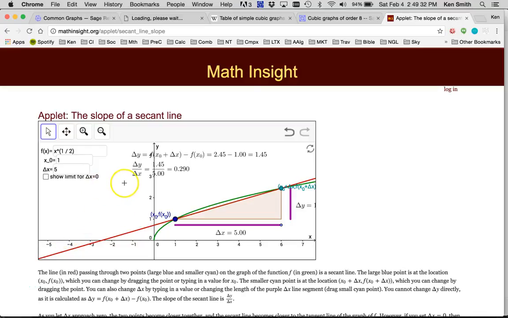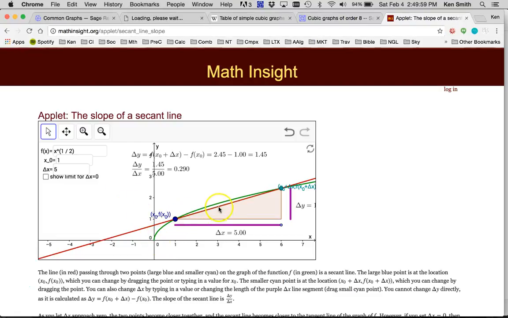In this short little video, I want to show you some intuition about the instantaneous rate of change and the average rate of change, or the slope of the tangent line and the slope of the secant line, using an applet I found at the Math Insight page. So Math Insight, up here at the top, I'm at mathinsight.org/applet/secant line slope. And here you get to type in a function.